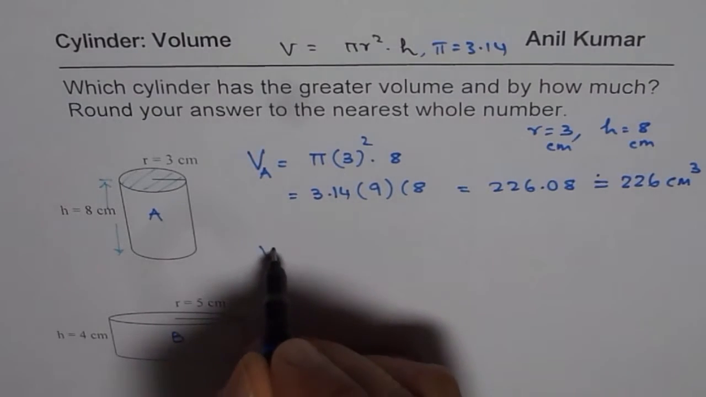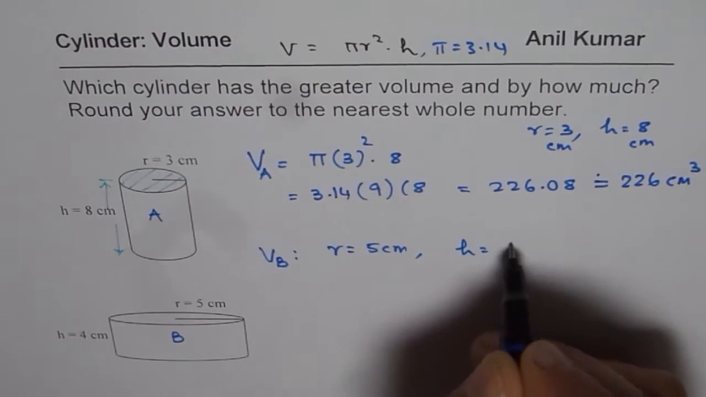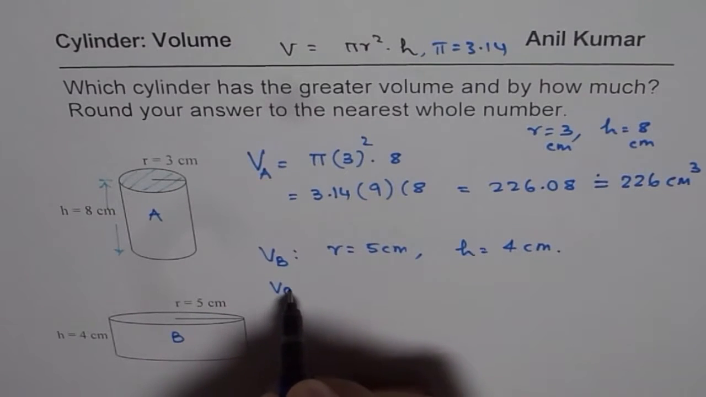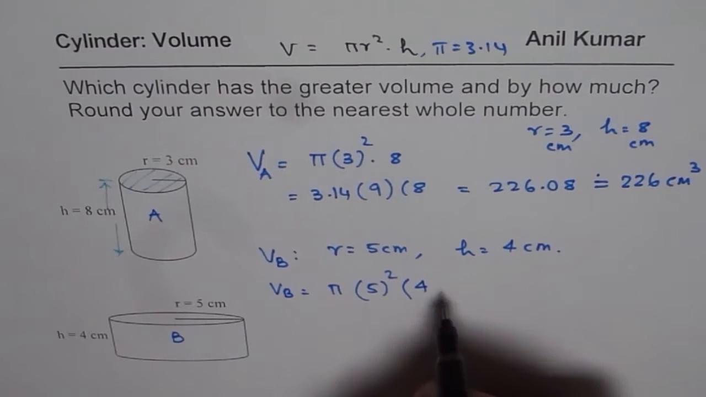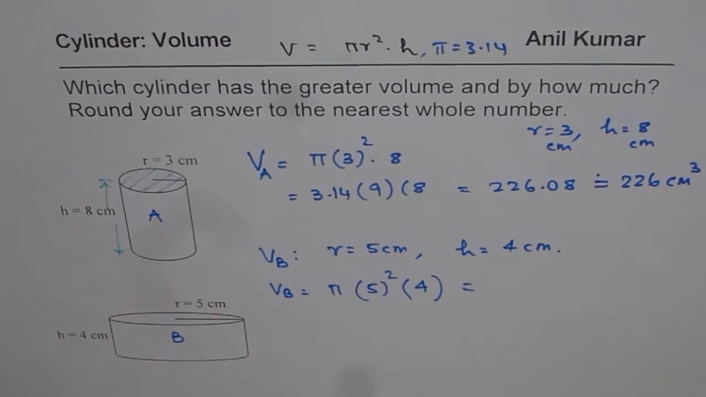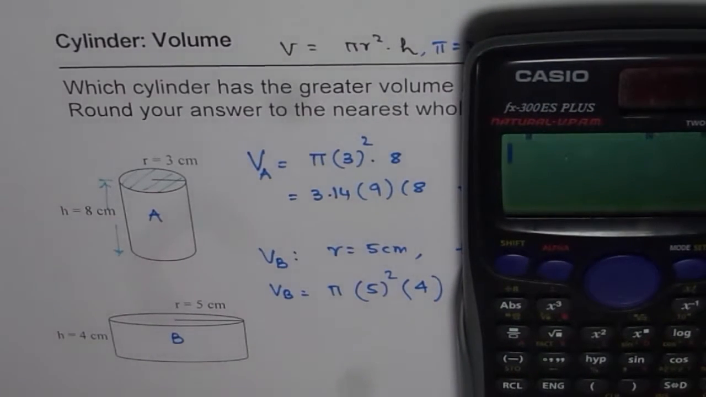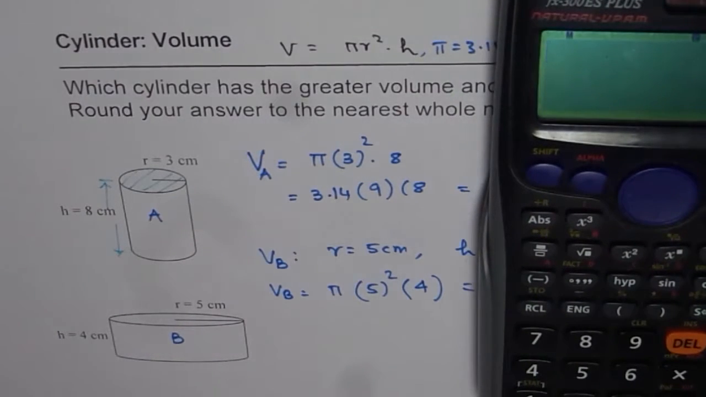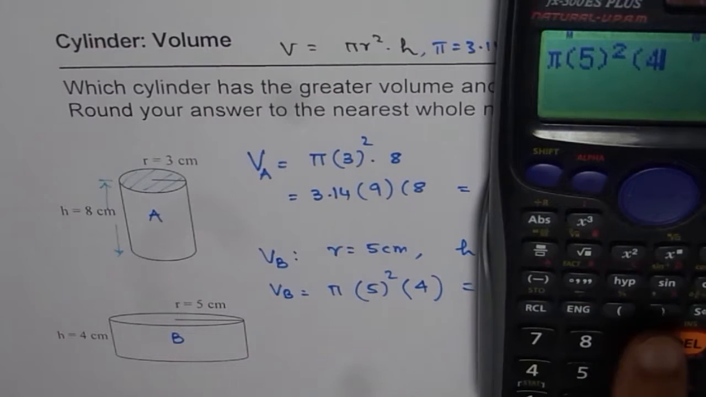So for B, volume of B, in this case we are given radius equals 5 centimeters, height equals 4 centimeters, correct? So volume of B will be pi times radius 5 square, times height of 4. Now let's use pi in the calculator itself to find a relatively accurate answer. Pi is given on my calculator right there, so we'll use shift and then pi. So pi r square means 5 square. You could write in brackets 5 and then square it, right? And then we multiply it by 4, so let's put it in brackets, 4 equal to, so you get 100 pi.